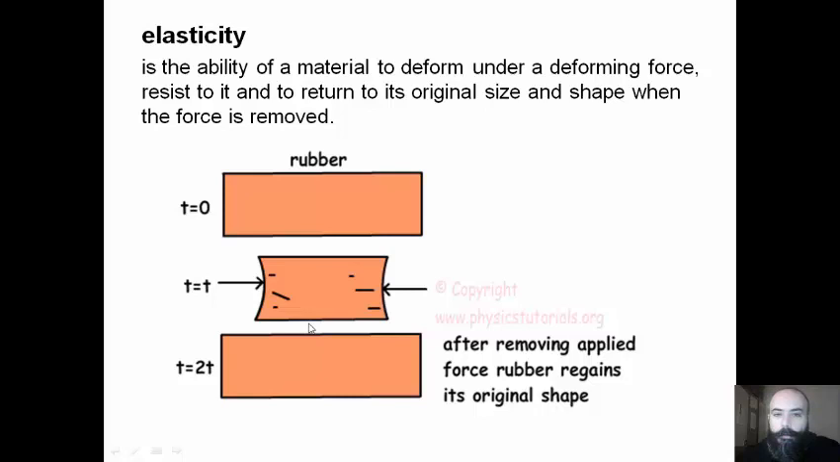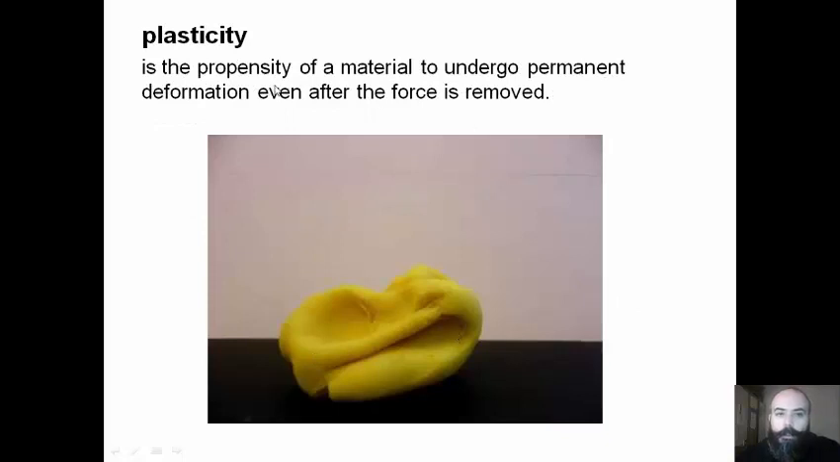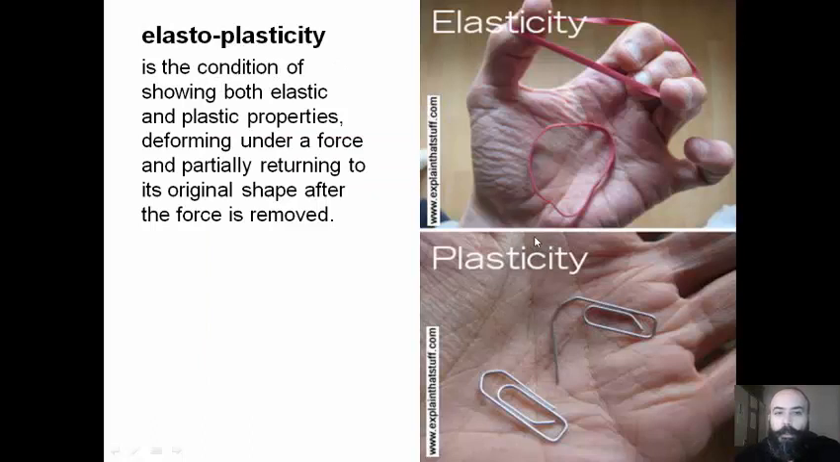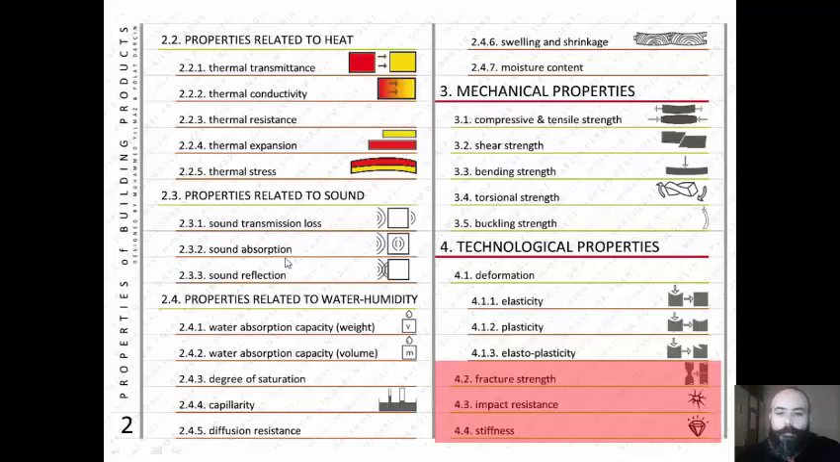Elasticity is the ability of a material to deform under a deforming force, resist it, and return to its original size and shape when the force is removed. Plasticity is the propensity of a material to undergo permanent deformation even after the force is removed. Elastoplasticity is the condition of showing both elastic and plastic properties, deforming under a force and partially returning to its original shape after the force is removed.